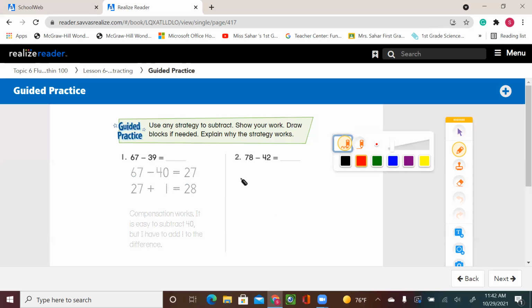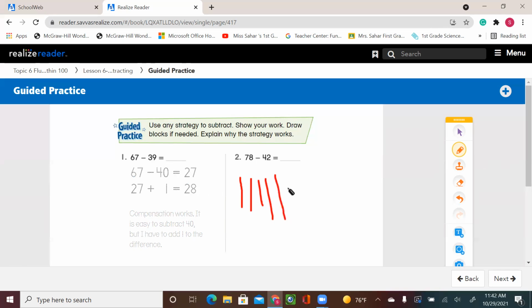So 78 means 7 tenths. So we can use 7 tenths. 3, 4, 5, 6. Put one more here, 7. And then we have the ones. But as I look at here, I don't need to regroup. So this is easy for me. I can just do mental math.